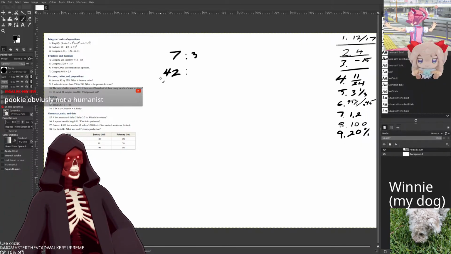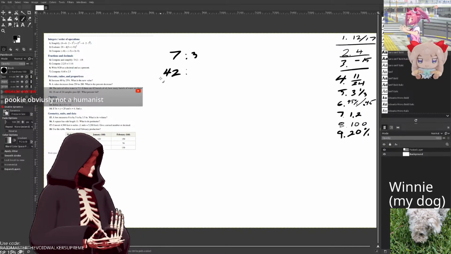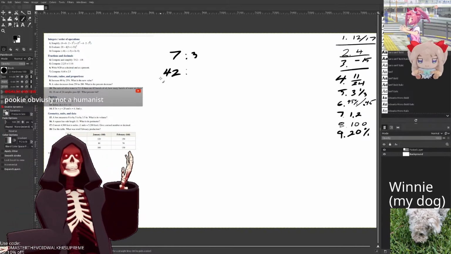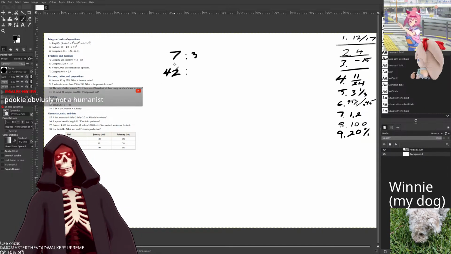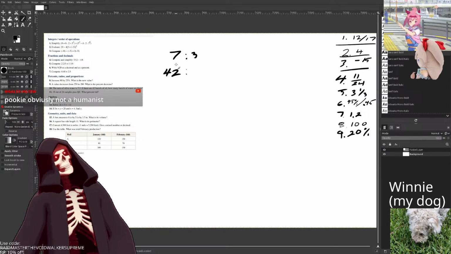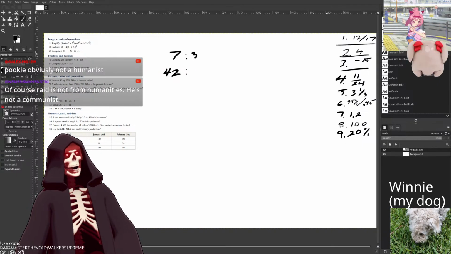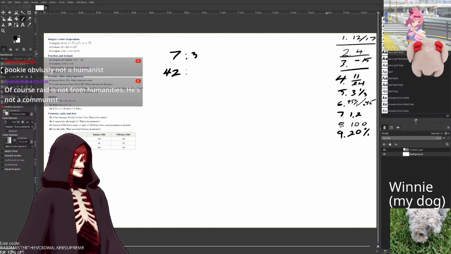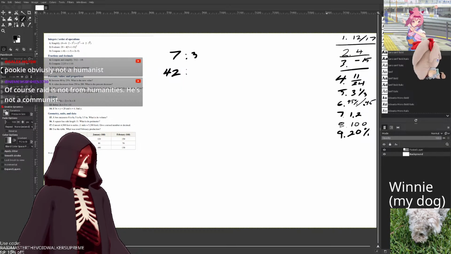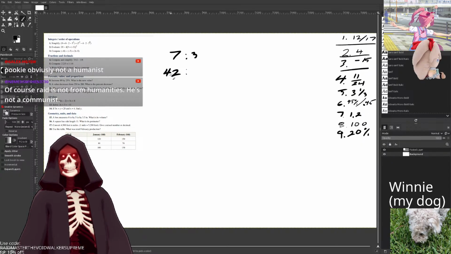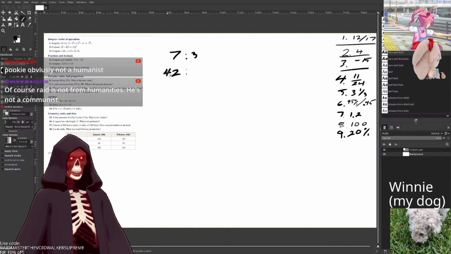Humanist? Okay, obviously not a humanist. What does that mean? What do you mean by that? You simply multiply that by... Of course, Raid is not a humanist. He's not a communist? Oh, that's funny. Oh, you think that humans are communist? Ha! That's funny. No, everyone's capitalist at heart. And if they're not, they're evil and not a person.